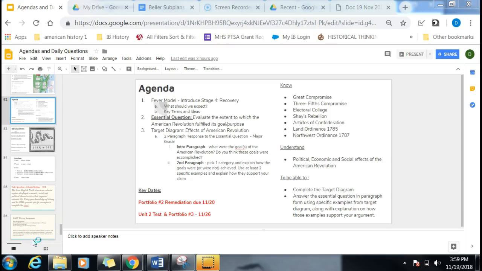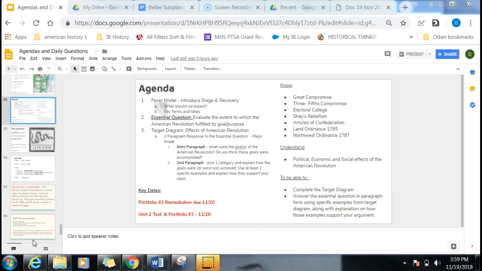Alright, these are the subplans for American History 1, my second block class for Mr. Beller. These subplans are for Tuesday, November 20th, 2018. We are on an early release schedule, so just make sure that you realize that you only have an hour, so you cannot waste too much time.